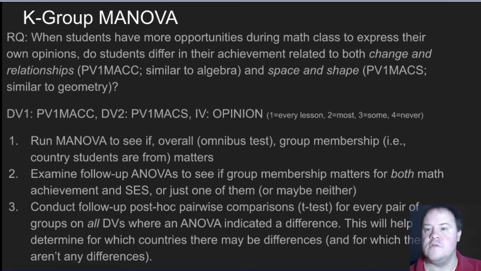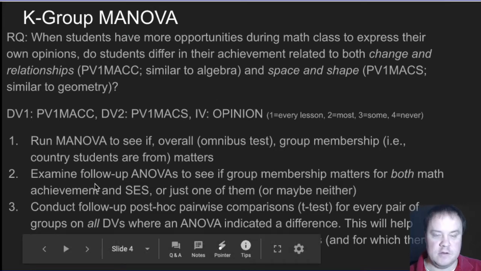So in this case, we've got two dependent variables. One of them is the change in relationships. The other one is the space and shape. And then the independent variable is this opinion variable, which students were asked how often they felt like they were able to express their own opinions in their math classroom. And it was rated on a 4-point scale. So 1 meaning every lesson, 2 meaning most, 3 meaning some, and 4 meaning never or almost never. So first we're going to run the MANOVA, then we're going to look at those follow-up ANOVAs, and then we're going to conduct the post-hoc pairwise comparisons.